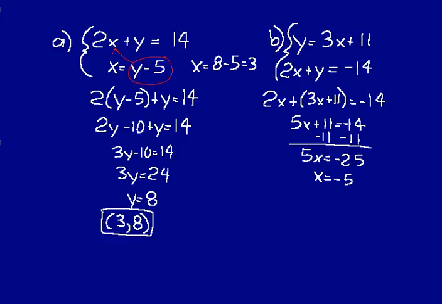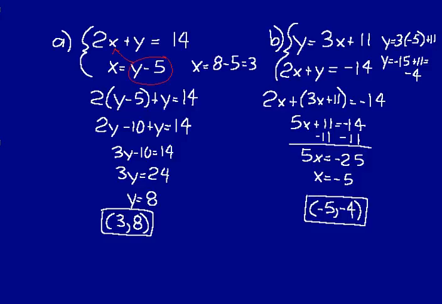Now let's go back and figure out what y is. We could substitute that x value into either of those equations, but it would obviously be easier to do it into the first one since it's already set equal to y. So we'll say y equals 3 times negative 5 plus 11. And so y is equal to negative 15 plus 11, which equals negative 4. So now we have x and y. Let's write our answer as an ordered pair: negative 5, comma, negative 4. We always write our answer as an ordered pair, x, comma, y.